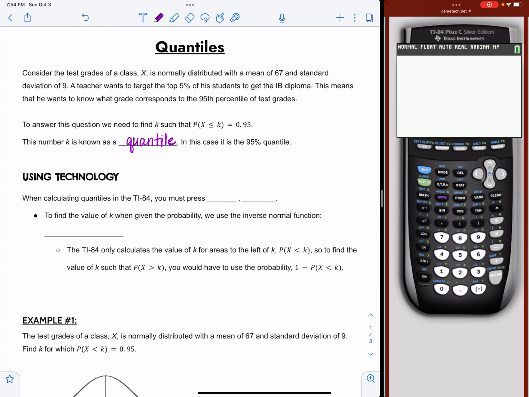Whenever we use technology on the TI-84, you must press 2nd, vars, in order to get to the distribution menu. When you press 2nd vars, it says to find the value of K when given the probability, we use the inverse normal function, which in the calculator is invNorm.